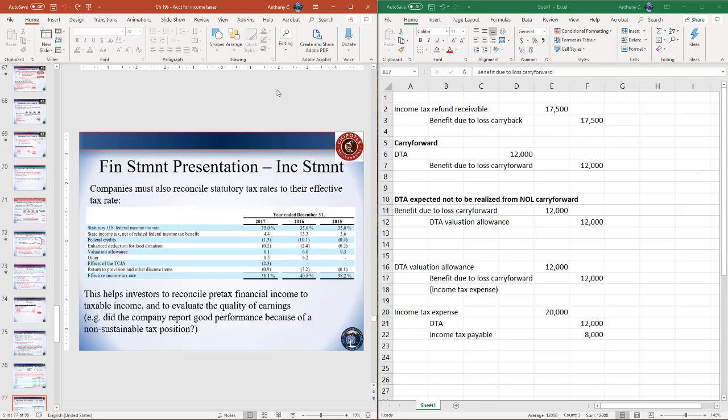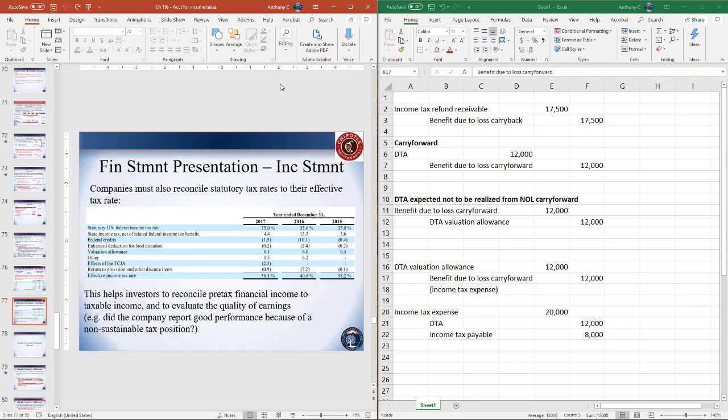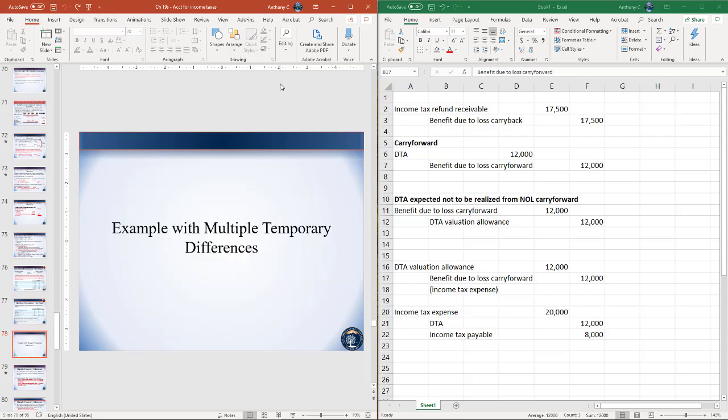These next few slides, I'm not going to ask you about. You can look over them in your own time. And then the final part of this chapter is just an example with multiple temporary differences. I'm not going to test you on this on your exam because this takes quite a lot of time to go through. However, you're more than welcome to look through this on your own time.